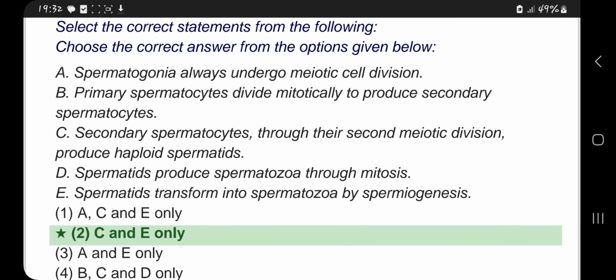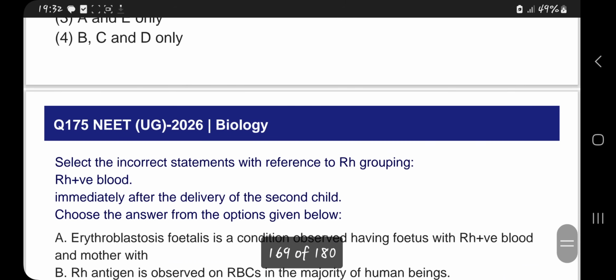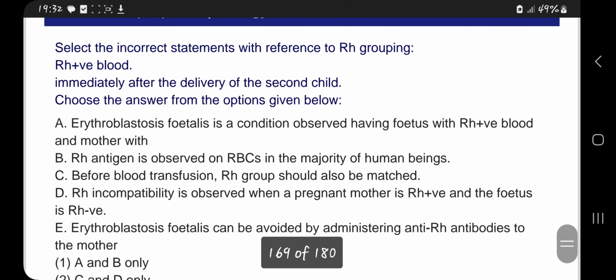Secondary spermatocytes, through their second meiotic division, produce haploid spermatids. Spermatids transform into spermatozoa by spermiogenesis. C and E are correct options. Select the incorrect statement with reference to Rh grouping.